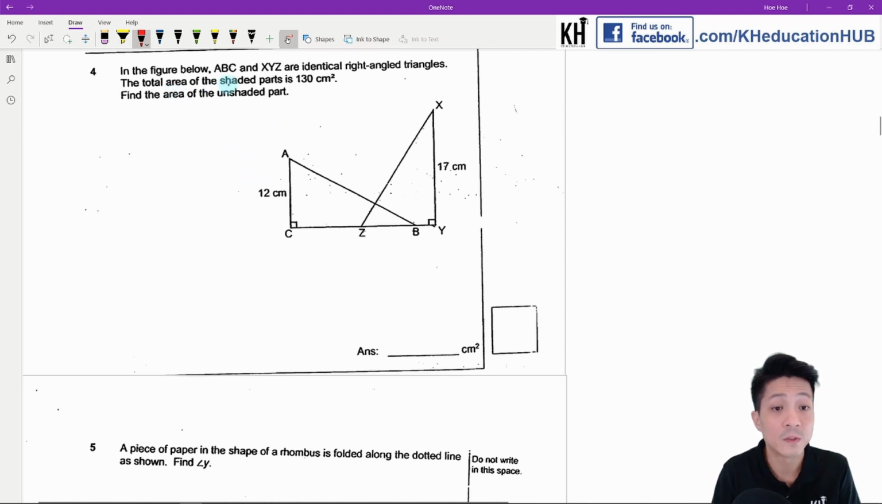Question 4, there's some problem because the question doesn't show what the shaded area is. So I'm going to skip this question 4.